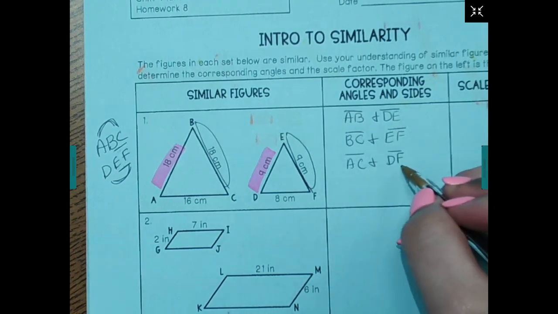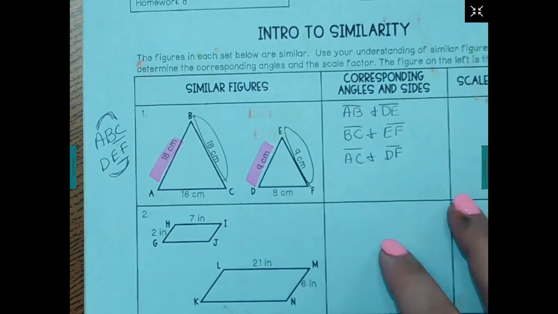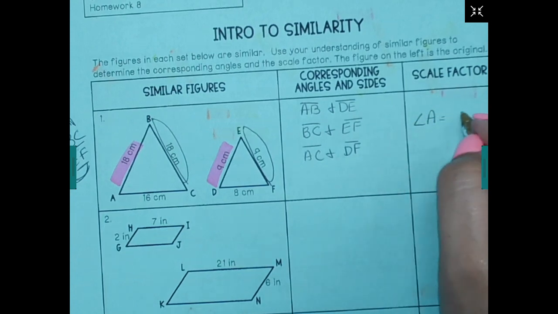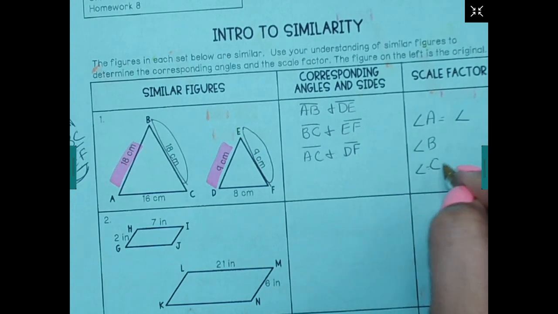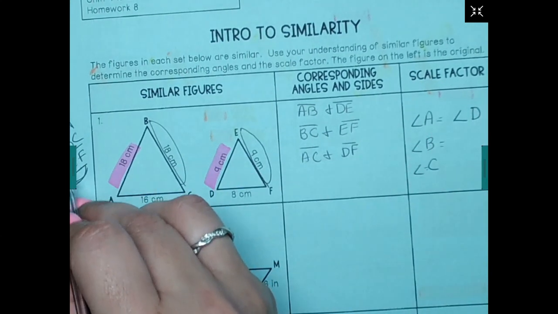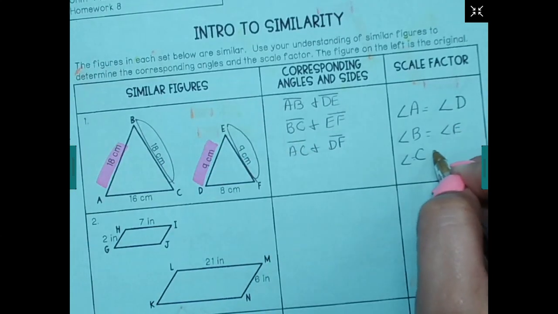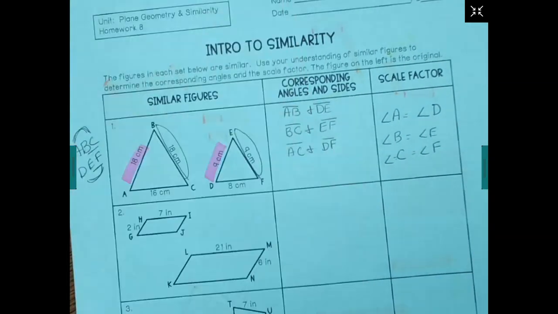Remember, I can switch the orders. This could be FD or FE or ED. Now, forget the scale factor part. Angle A is equal to angle D, yes. Because those are both the first ones here. Angle B is equal to what? E. And then C goes with F. So right now, I'm just making sure you understand what goes with what. There's no math right now. Just what goes with what.